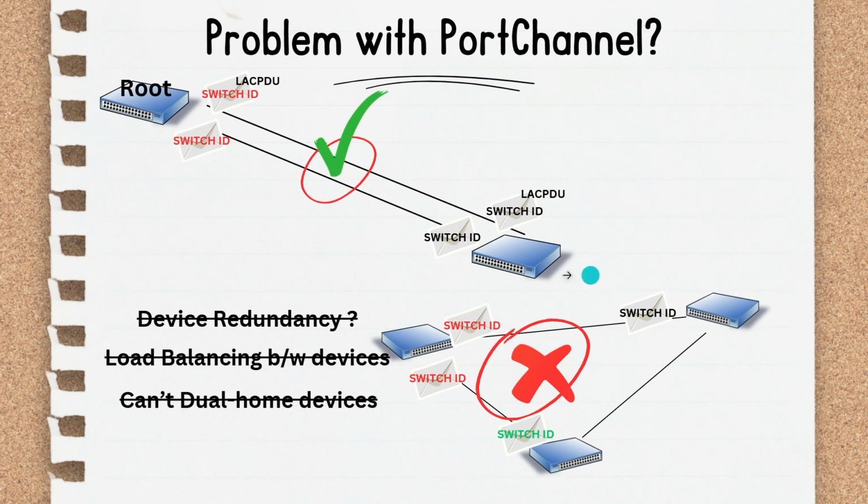So that makes us not have device redundancy. We can't load balance between devices. Obviously we can load balance between ports, but we also can't use dual homing of the devices. So these are all the things that we want but can't have because of this check from the port channel.